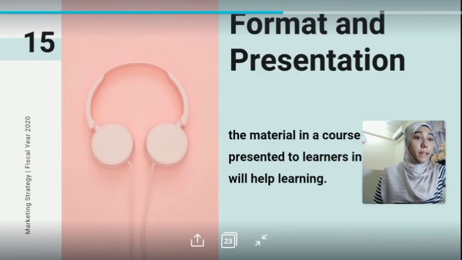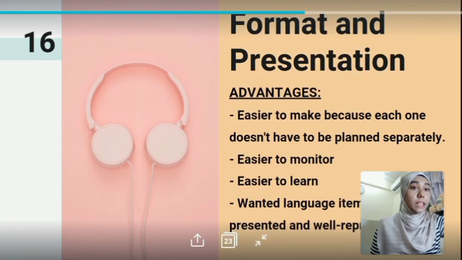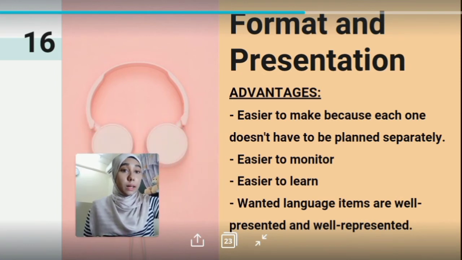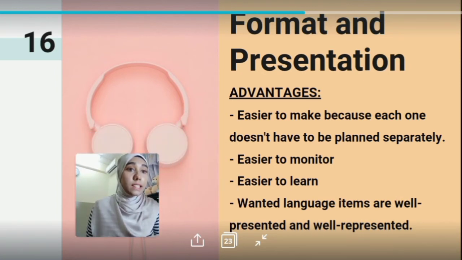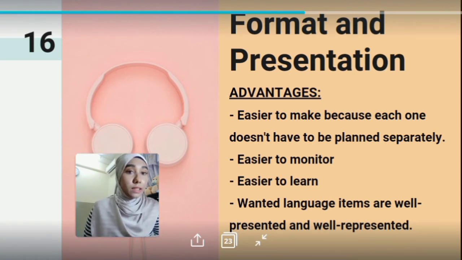Moving on to format and presentation. Format and presentation is basically the materials in a course that need to be presented to the learners in forms that will help them learning. There are a few advantages when it comes to format and presentation. Firstly, it is easier to make, because each one doesn't have to be planned separately. When there is a standardized format, the designers would feel it is easier to make rather than having to think of different formats to present to learners.